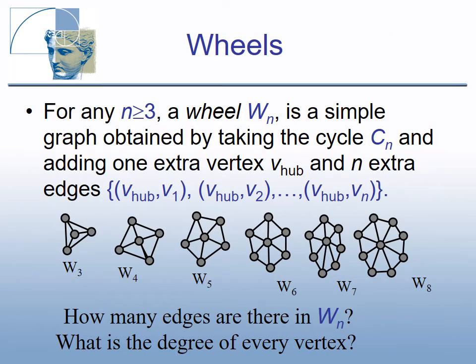Welcome wheel graphs. By looking at the picture, you can clearly understand why it is a wheel. The wheel graph can be made from the cycle graph by adding an extra hub vertex and n extra edges. Okay, now you are pretty experienced in these questions. How many edges are there in W sub n? You're absolutely right. The number is 2 times n. And what is the degree of every vertex? And you're perfectly correct again. It is 3 for all vertices except the hub one.